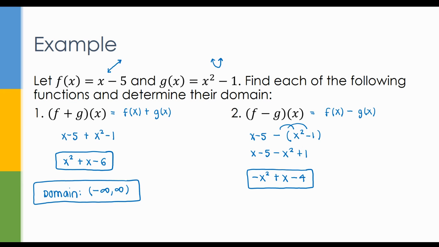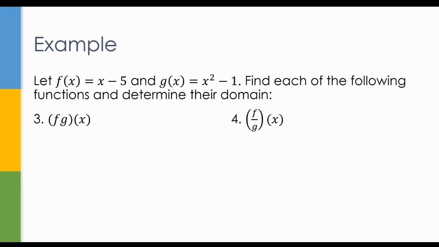Just like before, f of x is a line, g of x is a quadratic. There is no restriction on either one of those. My newly formed difference is also a quadratic. So similar to the domain in the first problem, we are going to be going from negative infinity to positive infinity. There's no restrictions on what I can plug in for x in either of my original equations or in my newly subtracted equation.